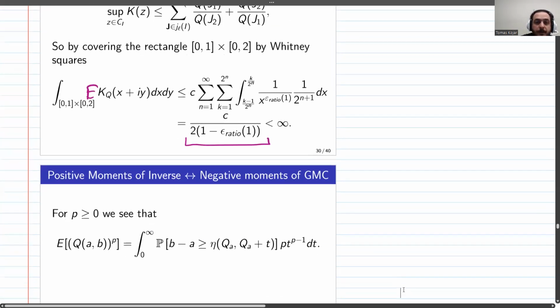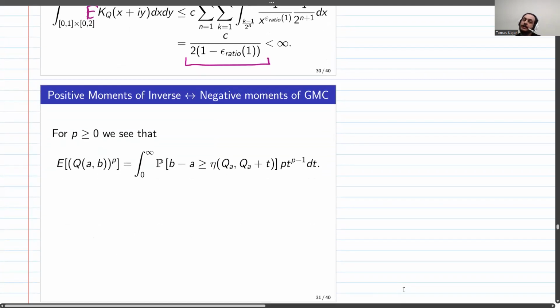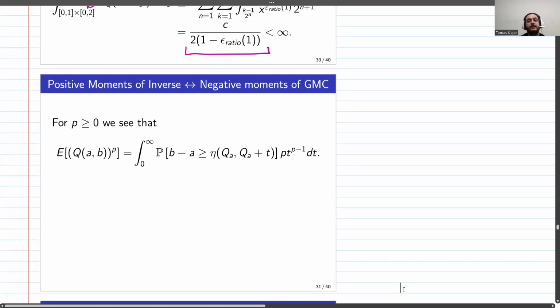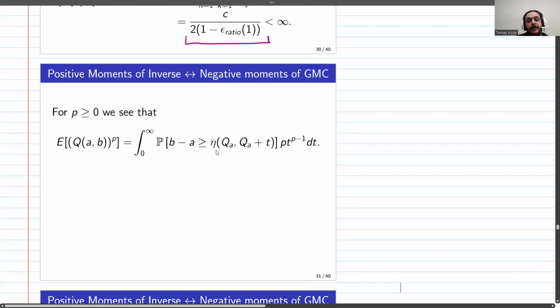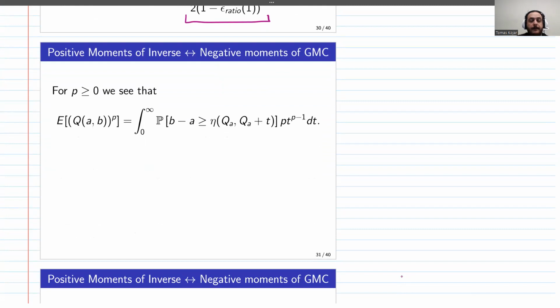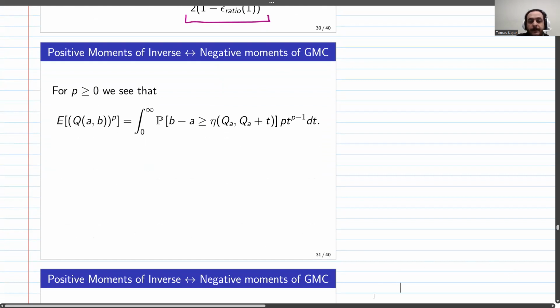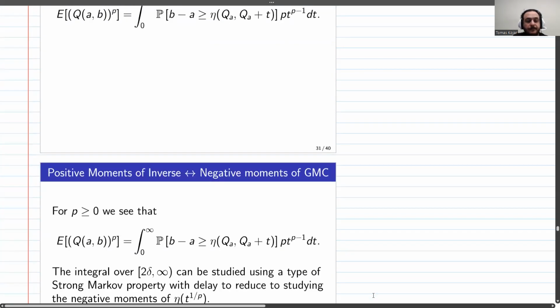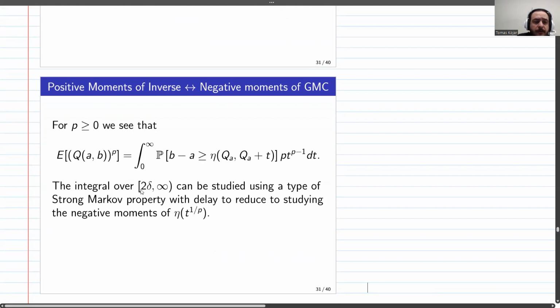Now let's talk a little bit about the moments. So for positive moments, p greater than 0, we use layer cake, and we see that in order to get good control of positive moments of the inverse, we need to have good control of the negative moments. So right away from here, you see that since GMC has all negative moments, this implies that the inverse has all positive moments. Okay, that's a different discussion. For the integral over 2 delta to infinity, we can study this using a type of strong Markov decay, which we'll discuss below.